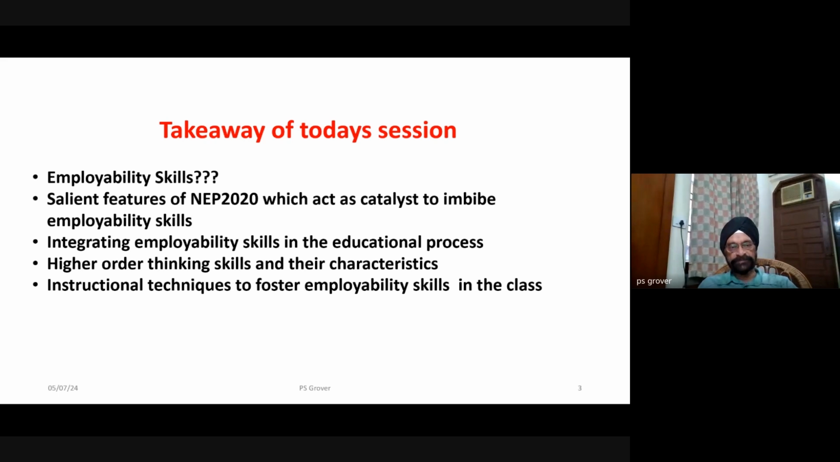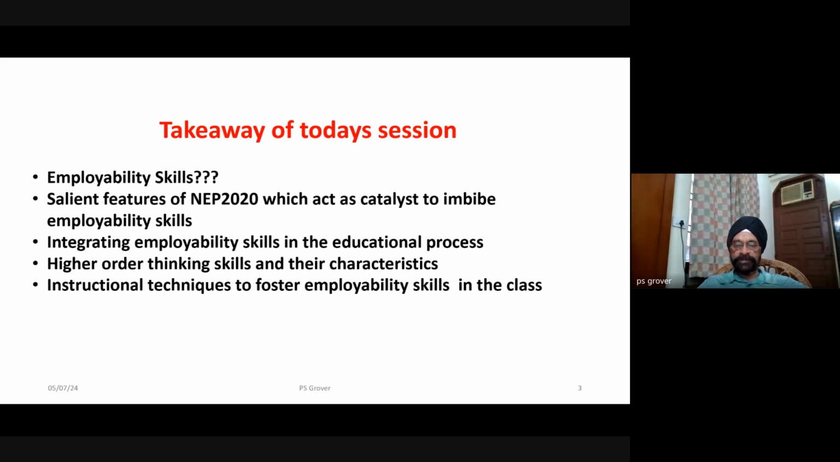What are the employability skills? I'm sure many of these things you may be familiar with, but how to do that? What is the involvement of the students? What is the involvement of the faculty? How can I embed these skills in the student in the class itself? So, what are employability skills? What are the salient features of NEP 2020, which act as a catalyst to imbibe employability skills?